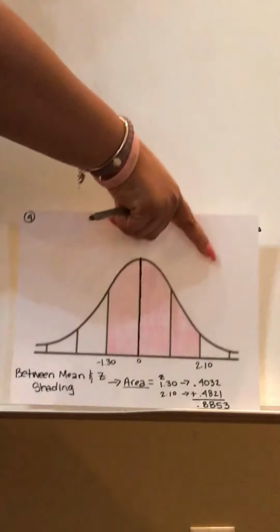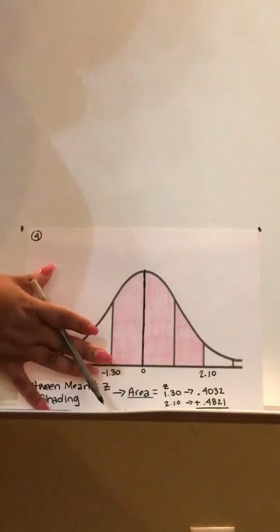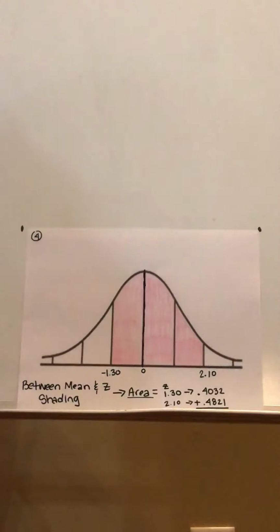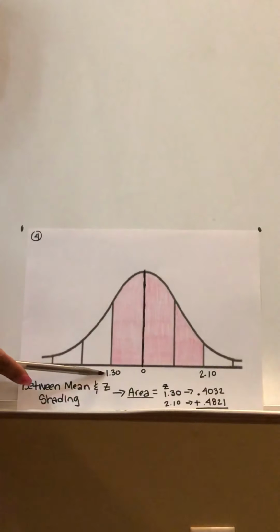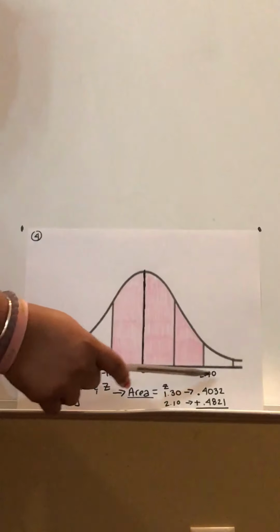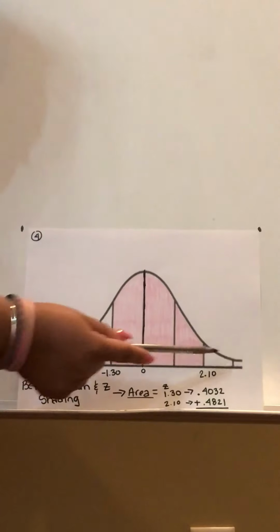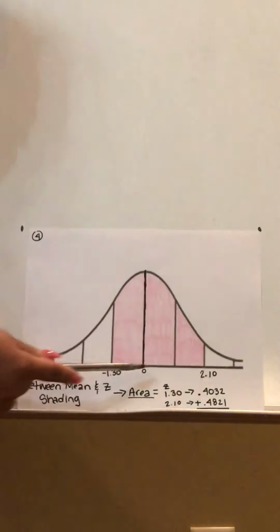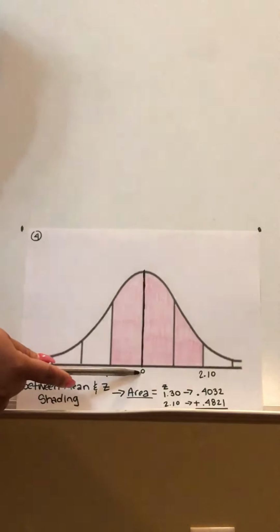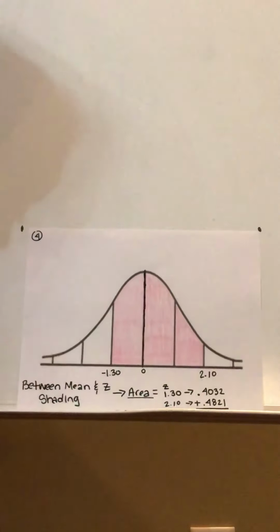Our fourth example, it is also a portion between the mean and z shaded. Now I want you to see that I did not make this one proportionally even. If you look at your z-scores, you got negative 1.30 and a 2.10. This is not a tail because my ending is not completely shaded. This would be a portion between the middle, which would be the mean, and z.